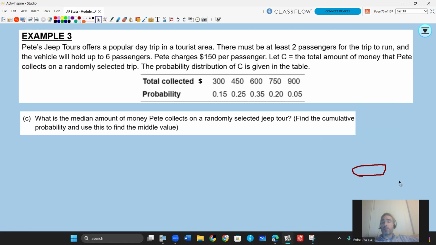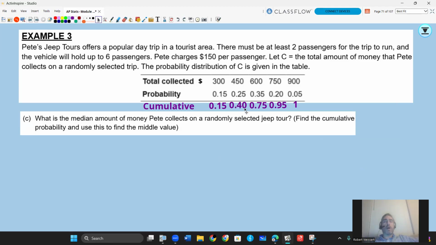Part C, what's the median? In the case of the median, you want to look at where the 50th percentile for probability lands. So I think of cumulative probabilities. After this first number, that's 15%. And then if I go to the 450 and I add that 25% on to 15%, I'm at 40%.